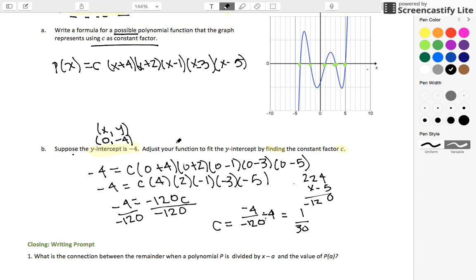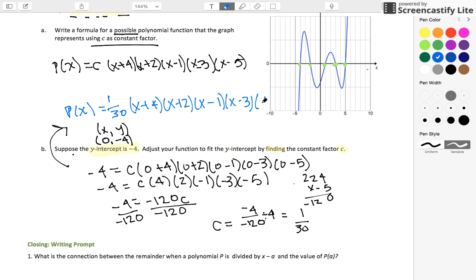Okay. So I don't have any space down here, so instead I'm just going to write my function up here. I'll do that in different colors so you can tell the difference. I'll write it in blue. So we can say p of x is now, since we found out what c is, the constant factor of 1 over 30 times x plus 4 times x plus 2 times x minus 1 times x minus 3 times x minus 5. Woo! Okay, cool. So that is our answer to option B.